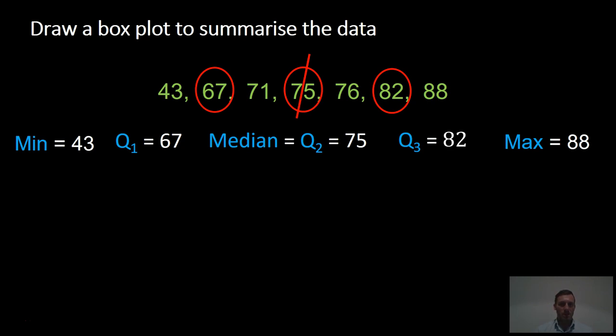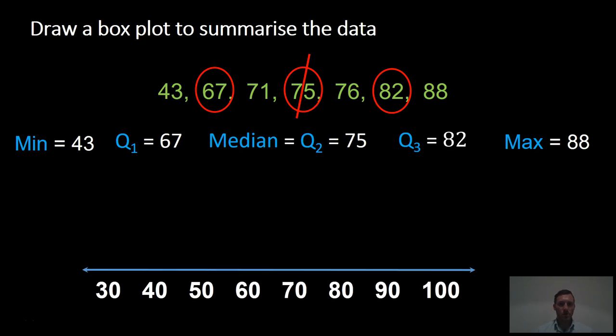We're going to use this to construct a box and whisker plot. So first of all, we draw our number line or scale that's greater than the minimum and maximum values. Then we draw a vertical dash above the number line for each of the 5-figure summaries.